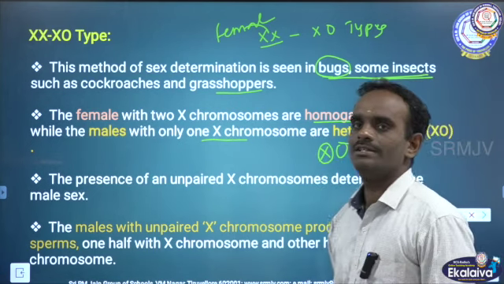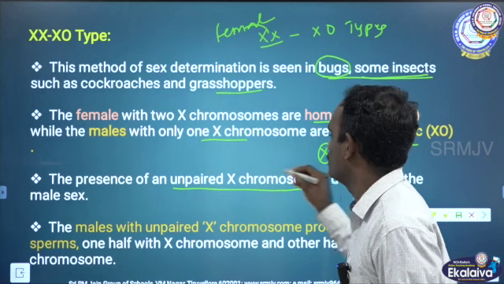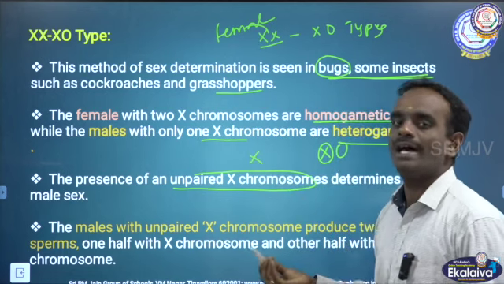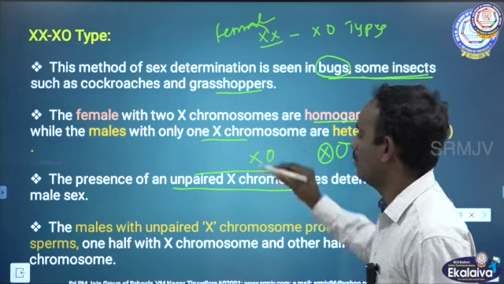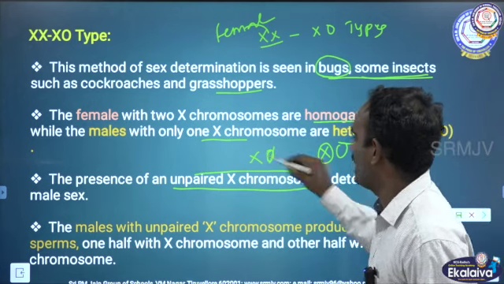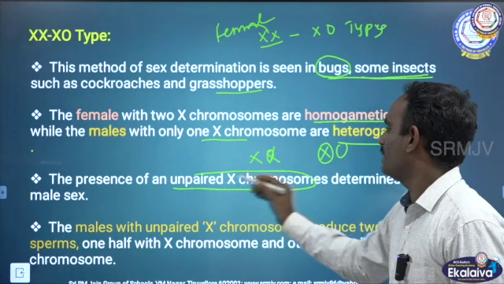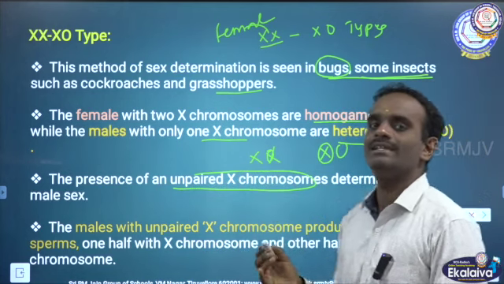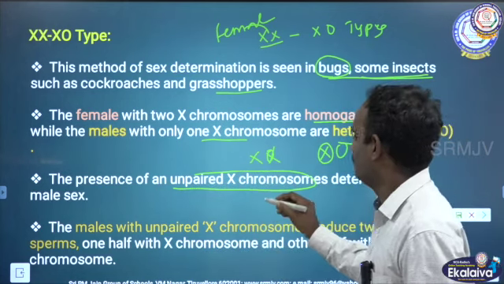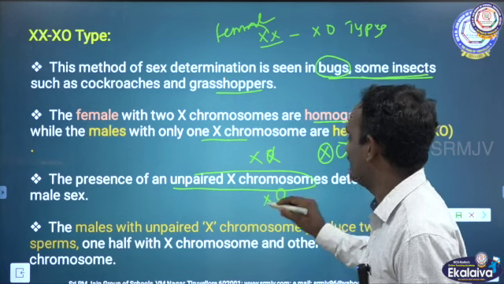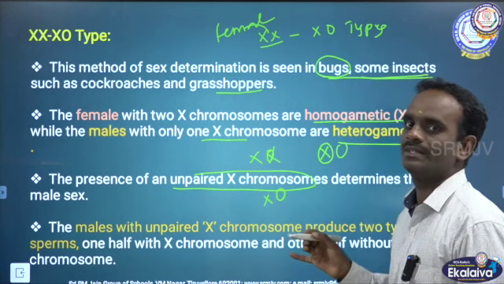The presence of unpaired X chromosome, the X is not paired. Here X and O is there. So, X is not paired, so it is said to be unpaired. So, the presence of an unpaired X chromosome determines the male sex. If the chromosome is like this, XO, it is male sex.